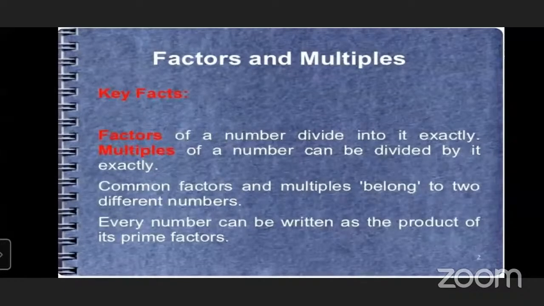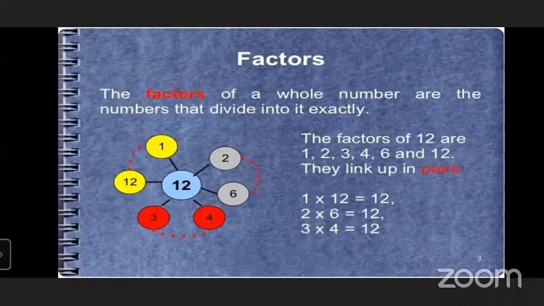Now, common factors and multiples belong to two different numbers. Every number can be written as the product of its prime factors. The factors of a whole number are the numbers that divide into it exactly. Now, how to find them? Let's check the diagram.